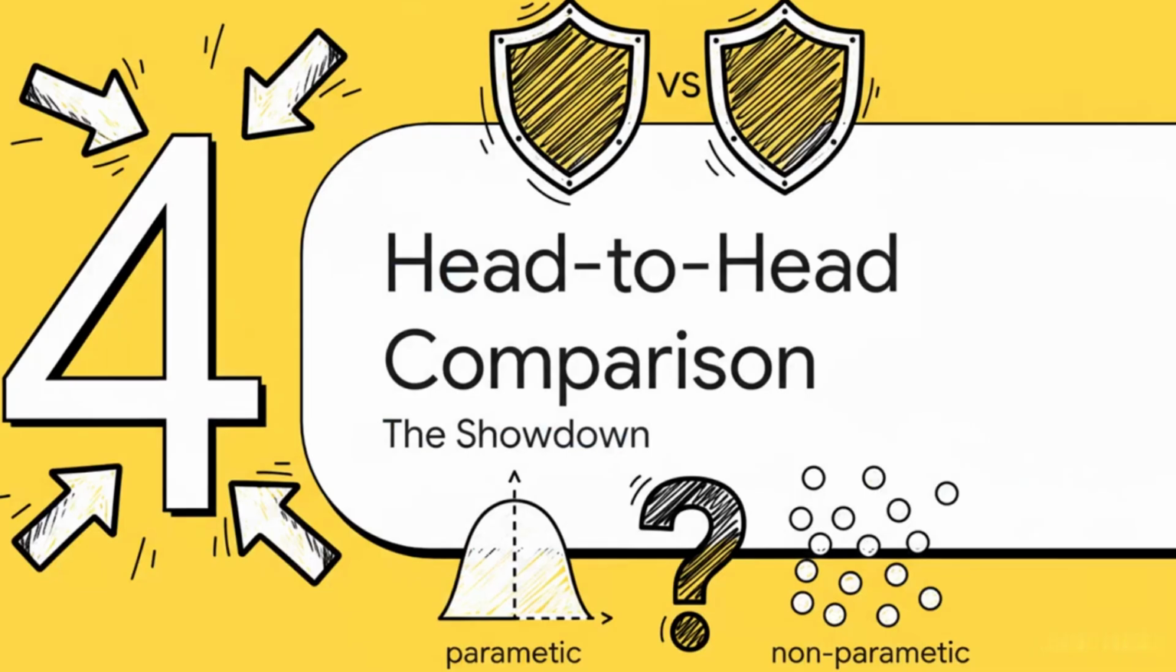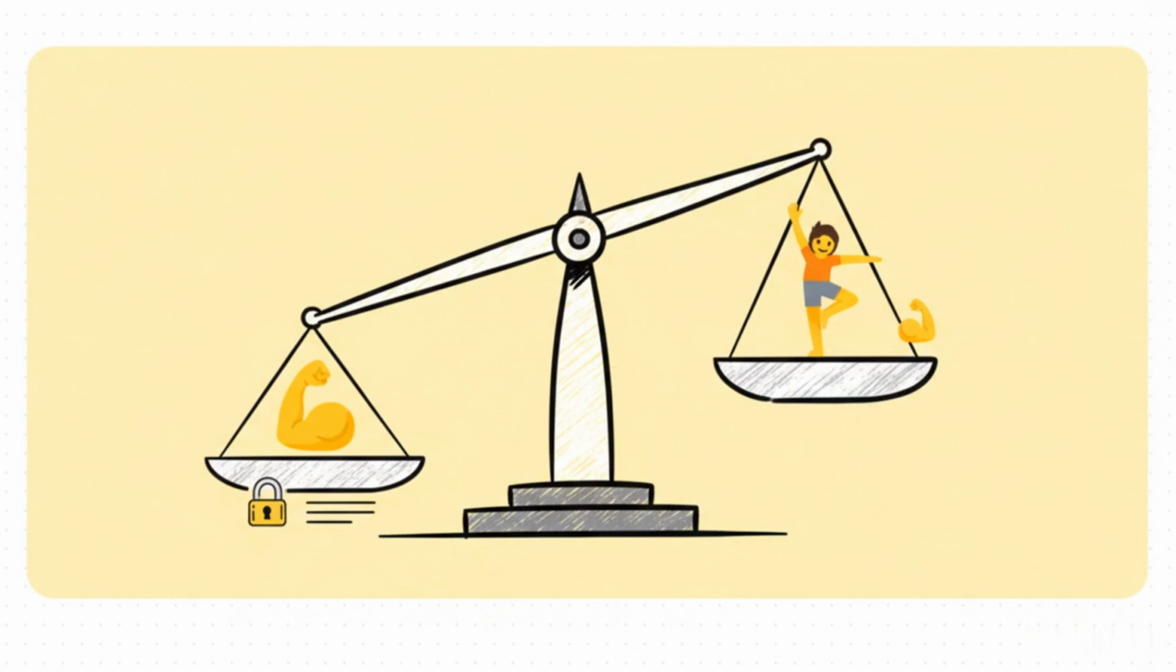All right, we've explored both paths, we've seen what they're all about. Now it's time for the showdown. Let's put parametric and non-parametric tests right next to each other to really get to the heart of their differences. Okay, here is the key takeaway, the big trade-off. It's all about power versus flexibility. Parametric tests have more statistical power, which just means they're better at detecting a real effect if one actually exists.